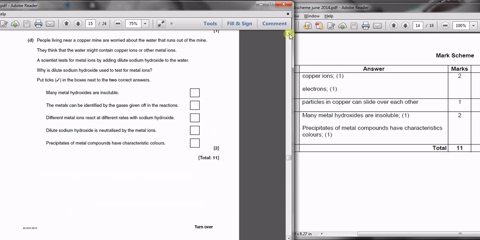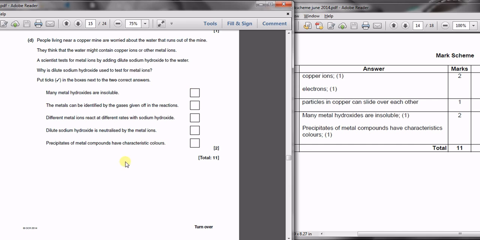Part D asks why dilute sodium hydroxide is used for a test for metal ions. It asks you to put ticks in the 2 correct answers. For this, you need to recall that when you add sodium hydroxide to a number of metal ions, precipitates are formed. Precipitates are chemicals that are insoluble. So the metal hydroxide that's being made is insoluble. That's this box here, so you need to tick this as the first part of your answer.